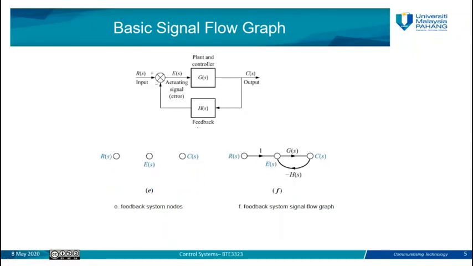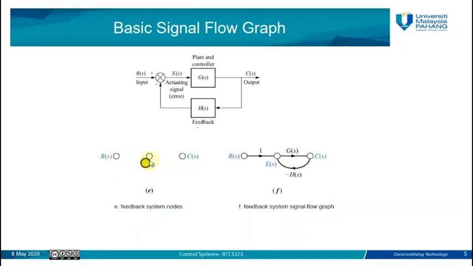This is the third topology that we have, which is the feedback topology. And this is the block diagram of the feedback topology, consisting of the GS and the feedback HS. In order to convert this block diagram into a signal flow graph, we need to identify the nodes and also the branches. So the nodes here represent the input node, which is RS, the output node, which is CS, and the intermediate node here is the summing junction, we call it ES.